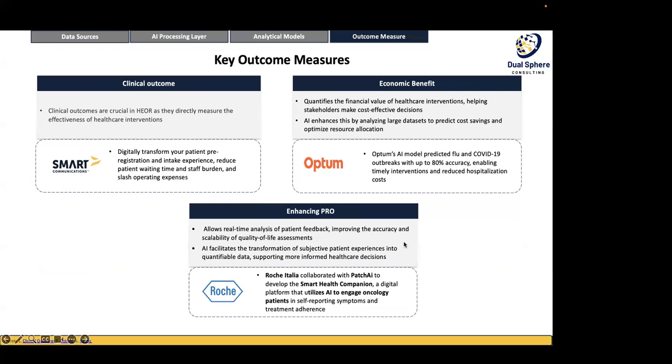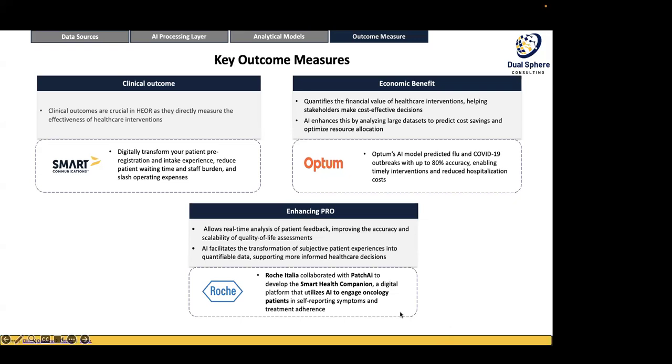The last part, outcome measures. Clinical outcome, smart communications. Digitally transform your patient registration and intake experience, reduce patient waiting time and staff burden, and slash operating expenses. Economic benefit: Optum's AI model predicted flu and COVID-19 outbreaks with up to 80% accuracy, enabling timely interventions and reduced hospitalization costs. Enhancing PRO: Roche Italia collaborated with Patch AI to develop Smart Health Companion, a digital platform that utilizes AI to engage oncology patients in self-reporting and treatment adherence.